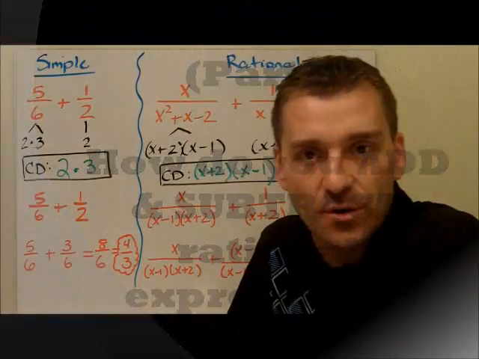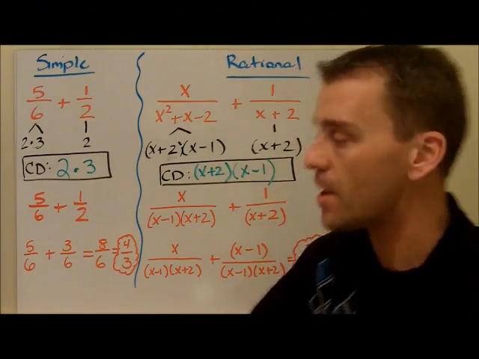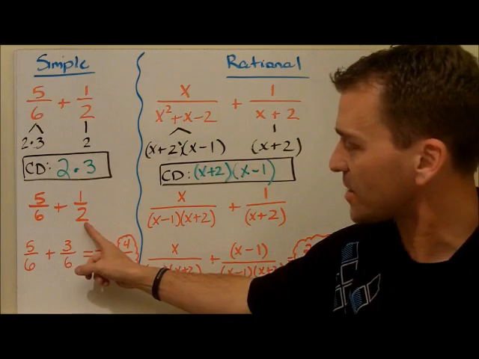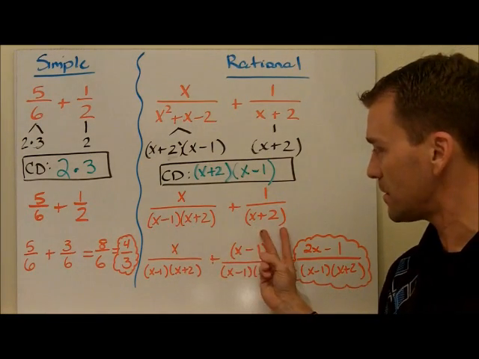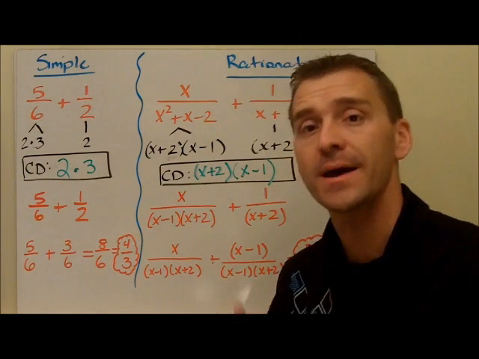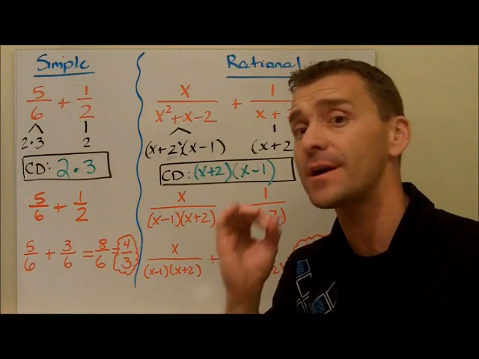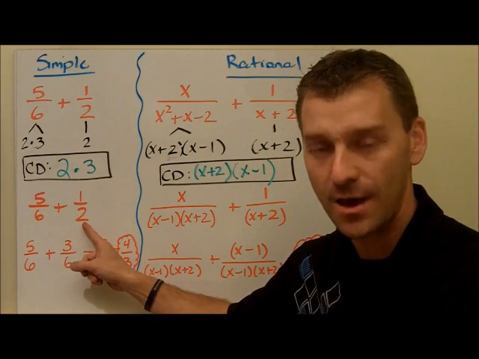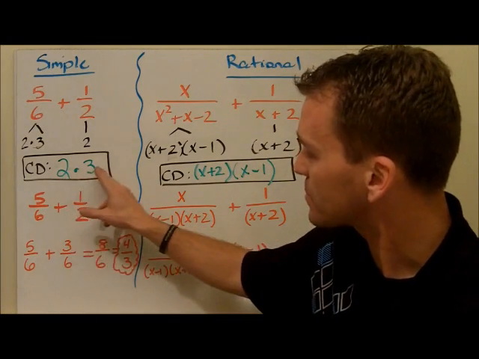So we got step number 2. Let's roll on to number 3. We now must multiply each particular fraction, each rational expression, by what is missing from my common denominator, comparing it to each of the individual denominators. Here's what it means. 2 times 3 is the same as 6.